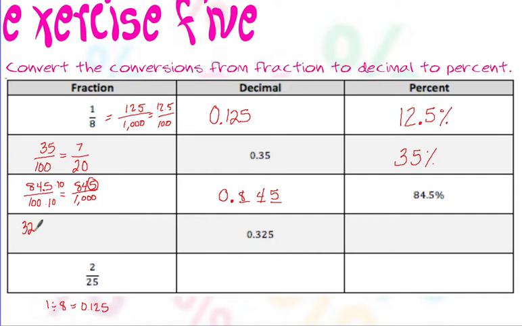Next, I have 32, and I'm sorry, it should be 325 over 1,000. Getting ahead of myself here. When I divide them both by 10, I know I get 32.5 over 100, which is now going to make it easier for me to change this to a percentage, because I know it's just my numerator, which is 32.5%. Okay, this is fairly simple.